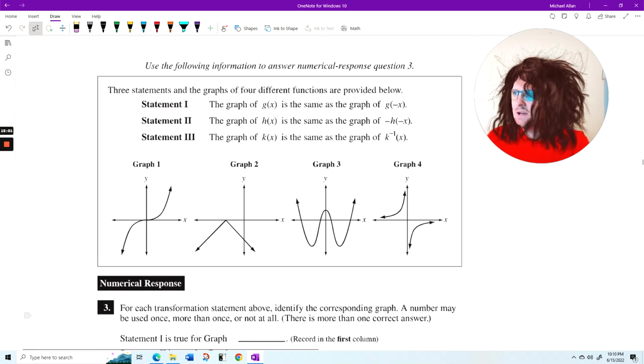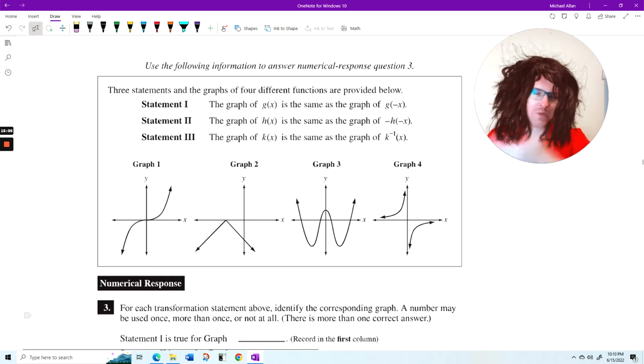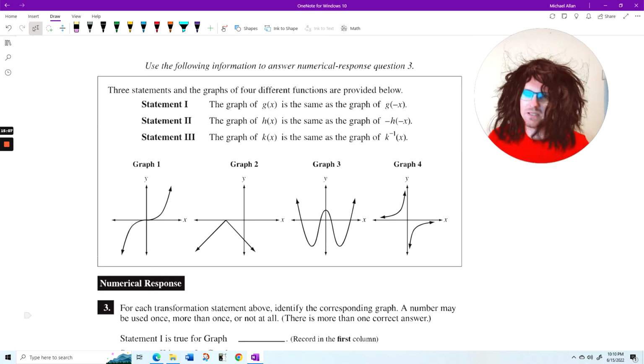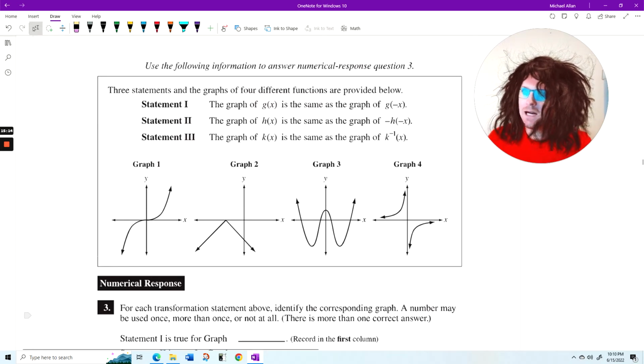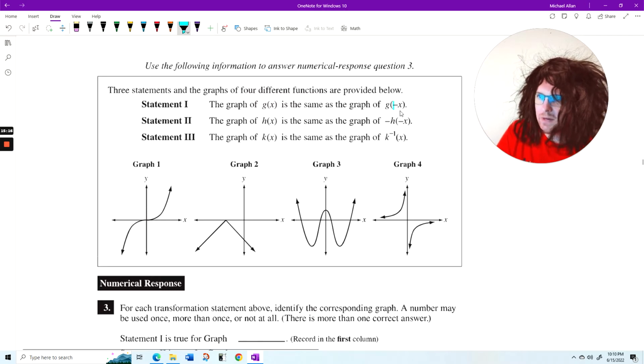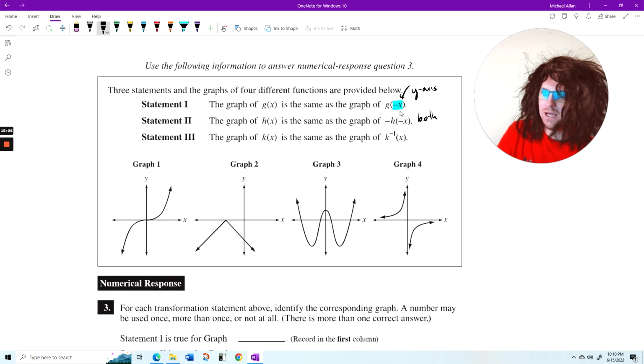Okay. This one here, we're going to do some transformations. You notice that there's the 2019 one, the 2017 one, even the 2016 one, there's a lot of transformation questions. So make sure that's solid. Okay. So this one here, we're doing it about the y-axis. We're doing a reflection. This one we're doing both, so both the x and the y axis, right? And this one is an inverse, okay?